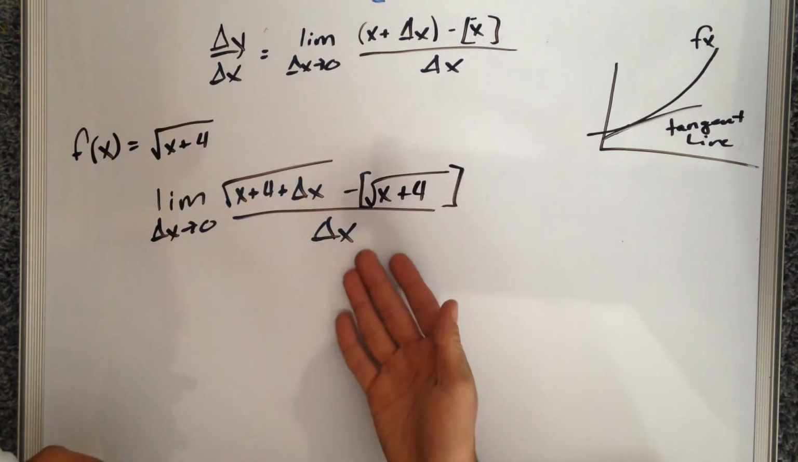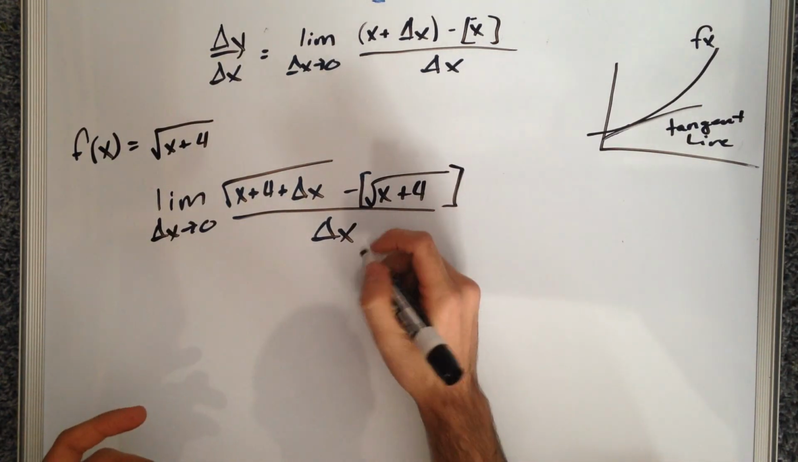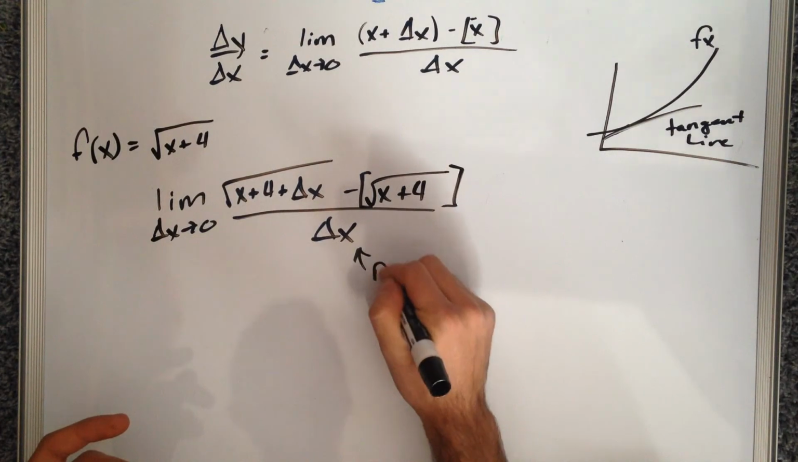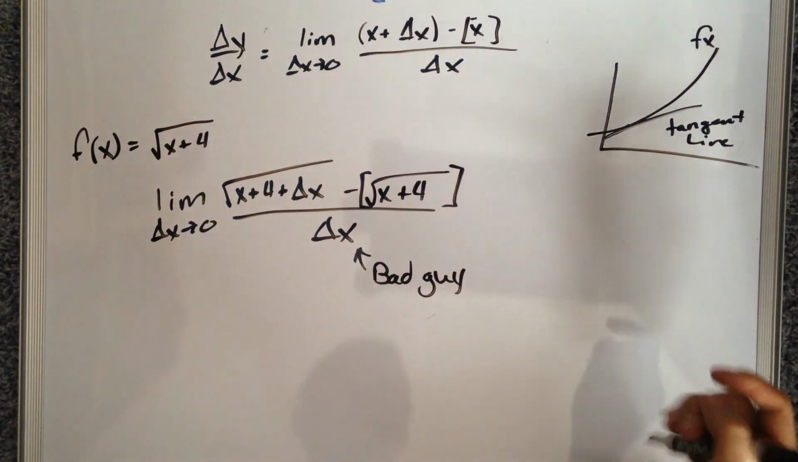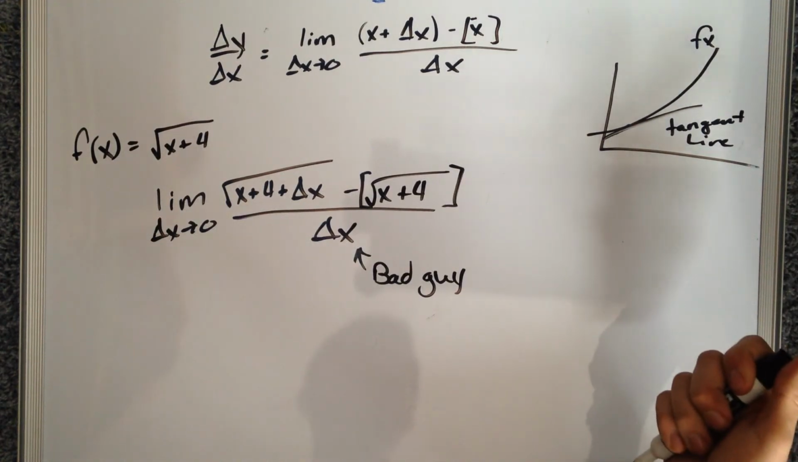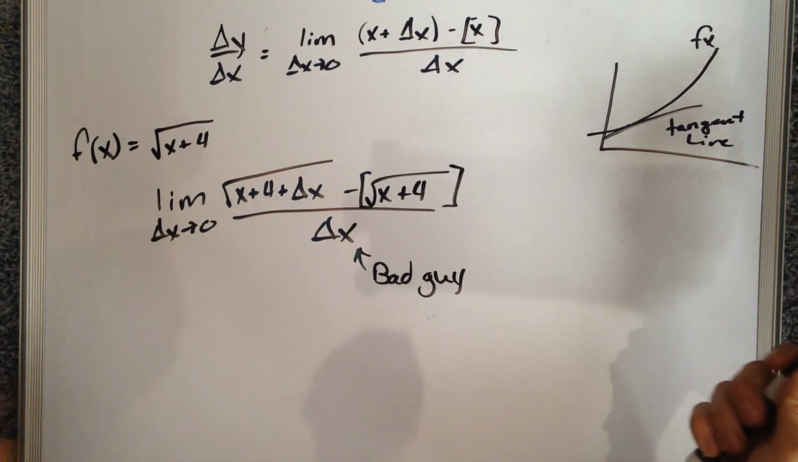Moving on, though, how do we get rid of this delta x? This delta x is the bad guy. He is the Wicked Witch of the West. He is Drago from Rocky IV. He killed Apollo Creed.